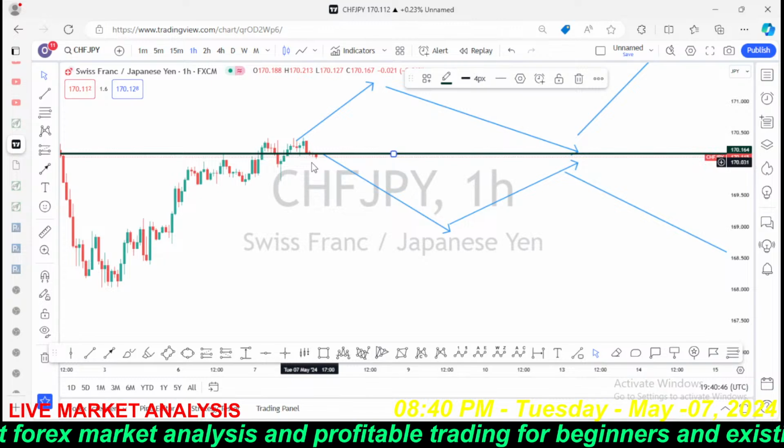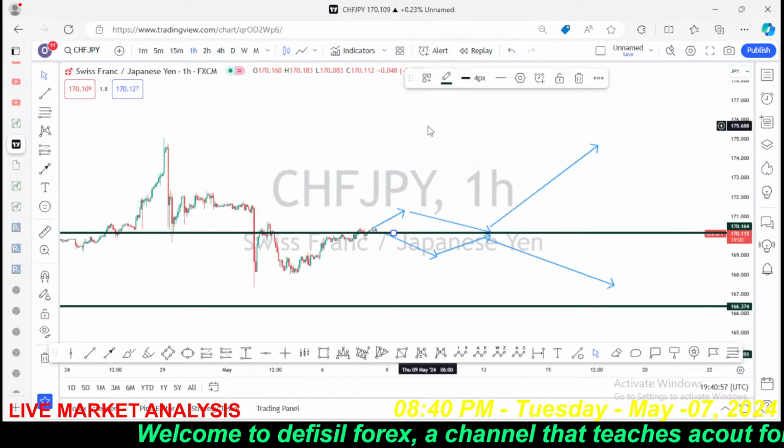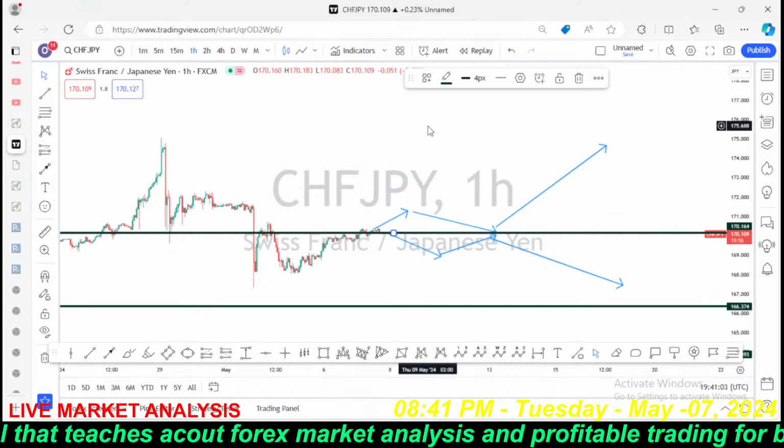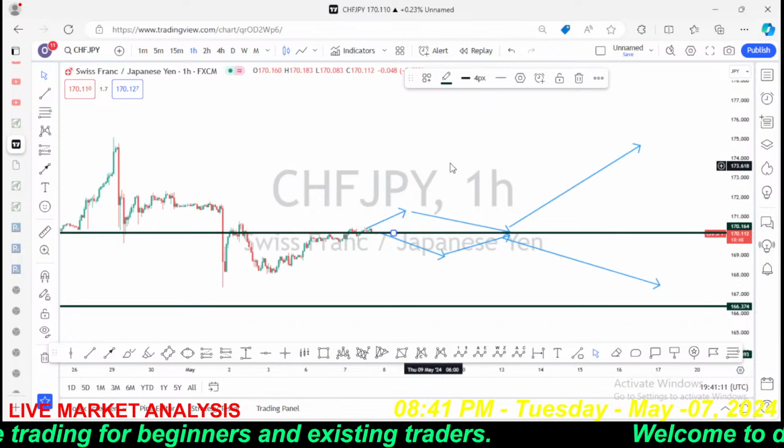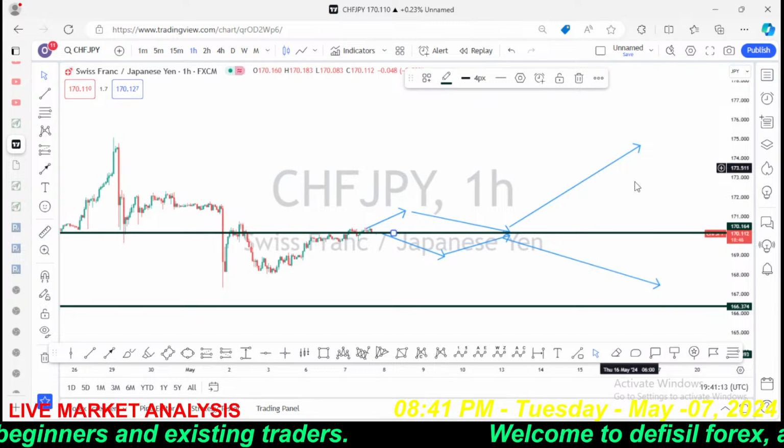However, let's expect more information on this particular market for us to draw our conclusion on the exact direction this market is currently heading towards, for us to take a trading decision. So that's a short one over there.